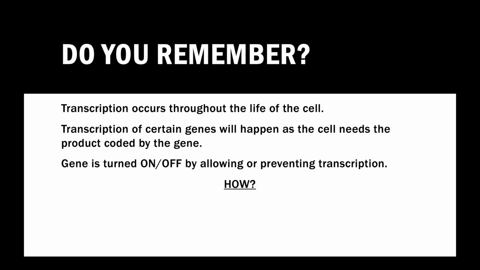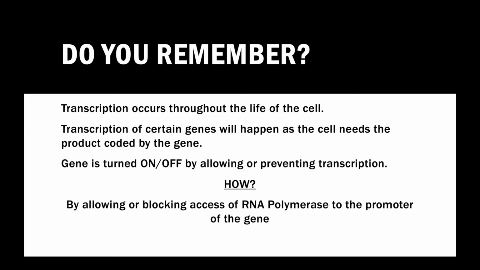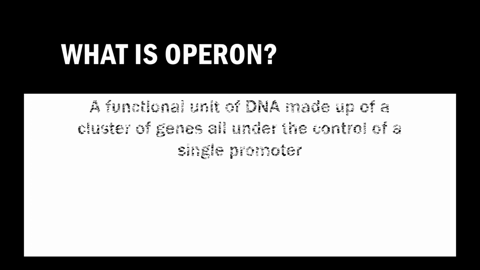How does the cell do this? The cell does this by allowing or blocking access of RNA polymerase, i.e. the enzyme that's responsible to carry out transcription, to the promoter of the gene. To learn about the regulation of genes, or in other words, how genes are turned on or turned off, we will look at operon that is present in E. coli. What is operon? Operon is a functional unit of DNA made up of a cluster of genes, all under the control of a single promoter.